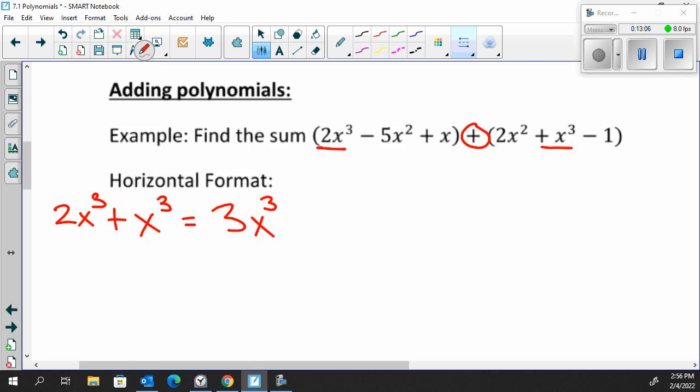And then I just keep going. I move on to x squareds. I have negative 5x squared plus, is there an x squared in the other one? It's 2. Okay, so I have negative 5x squared plus 2x squared. What's that? Negative 3x squared.